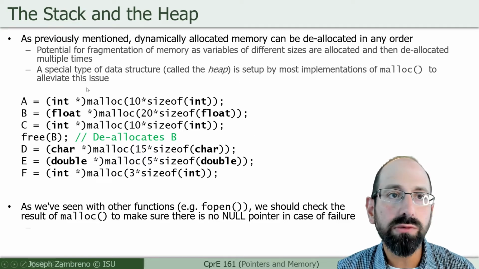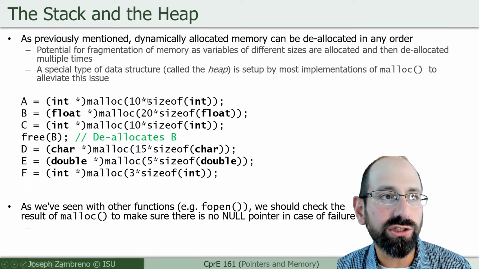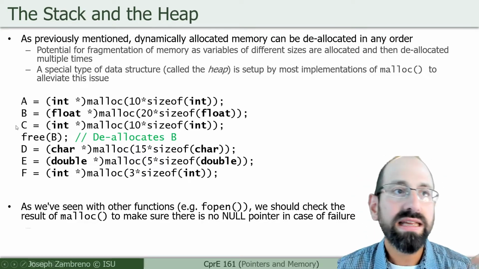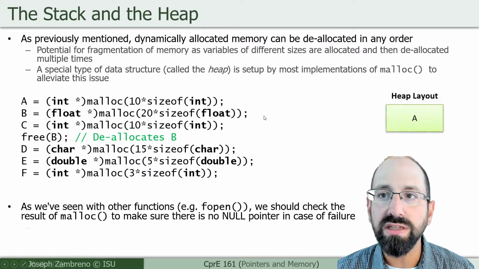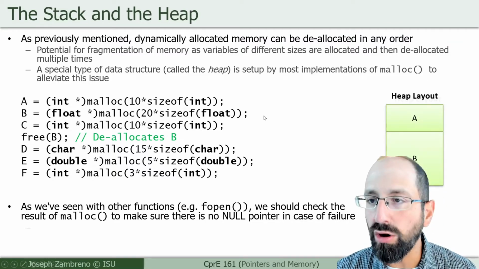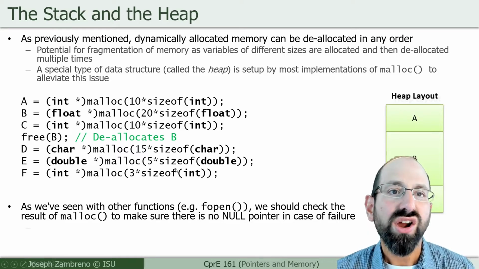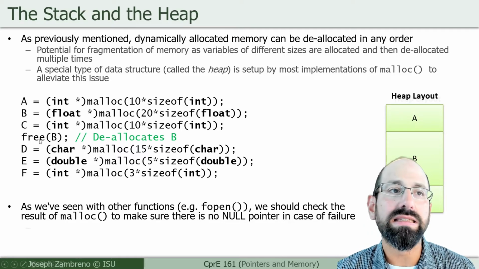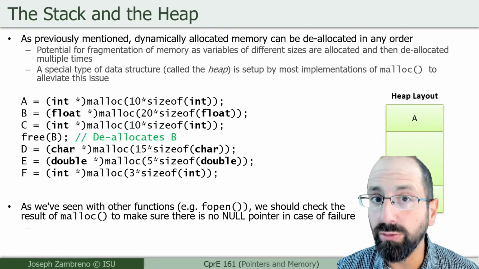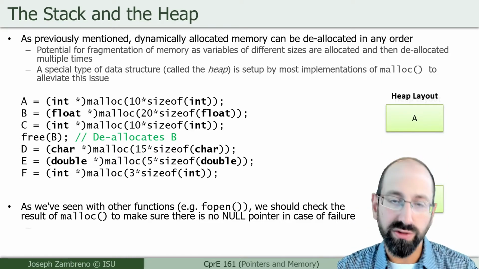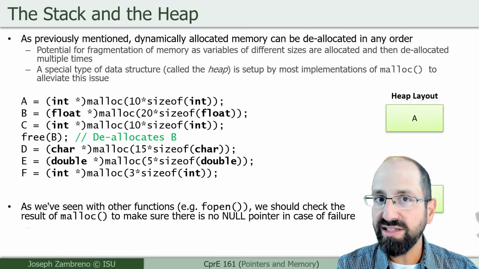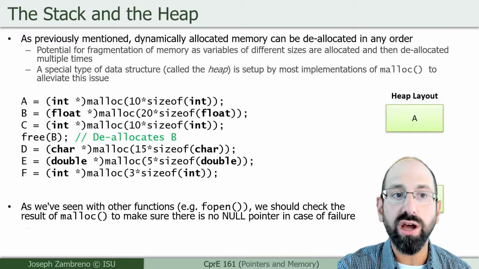So in this example here, we perhaps have A, we allocate 10 integers, B, we allocate 20 floats, C, we allocate 10 more integers, and our heap layout will grow as we do those allocations. Our function for deallocation is called free, and you pass it the pointer you want to deallocate. We want to put this hole or this fragment here where A and C are still live, they still exist, but we've gotten rid of B.